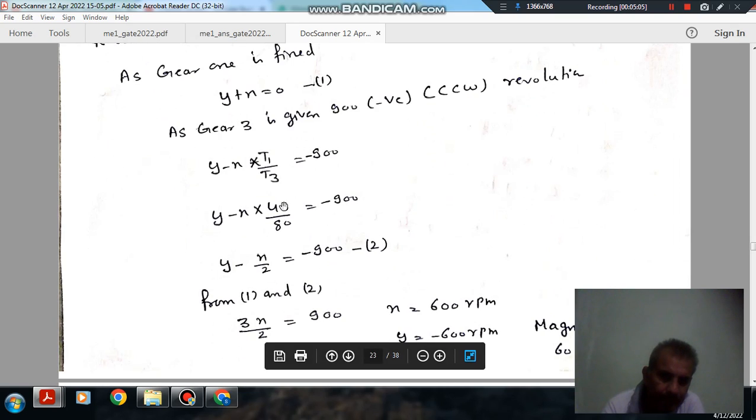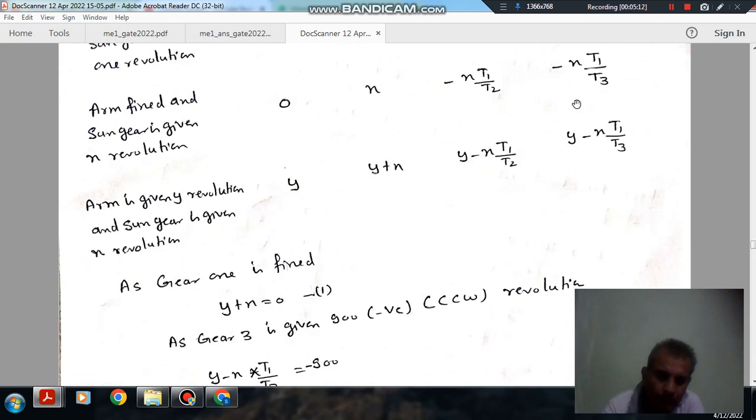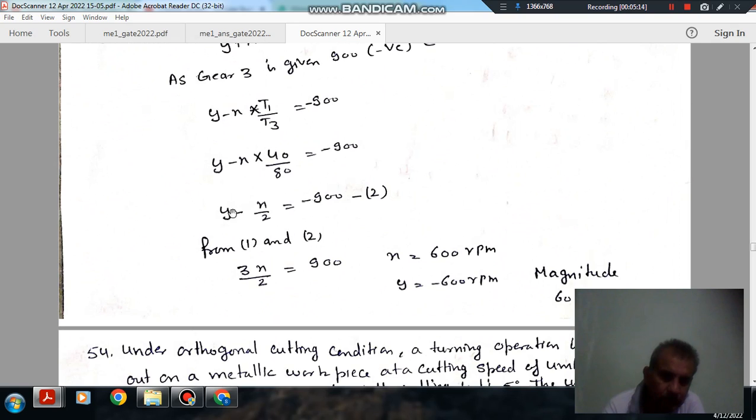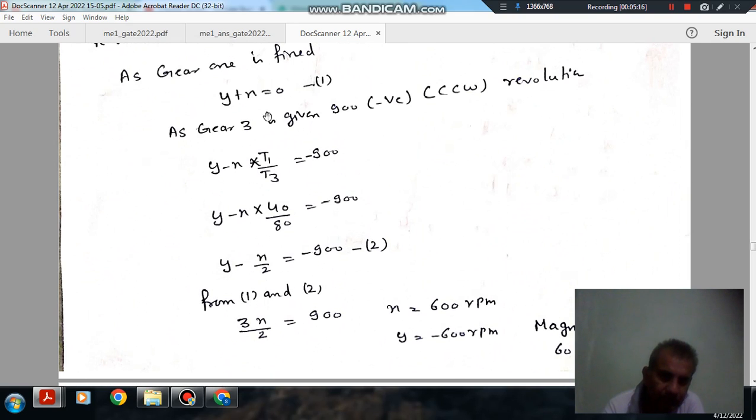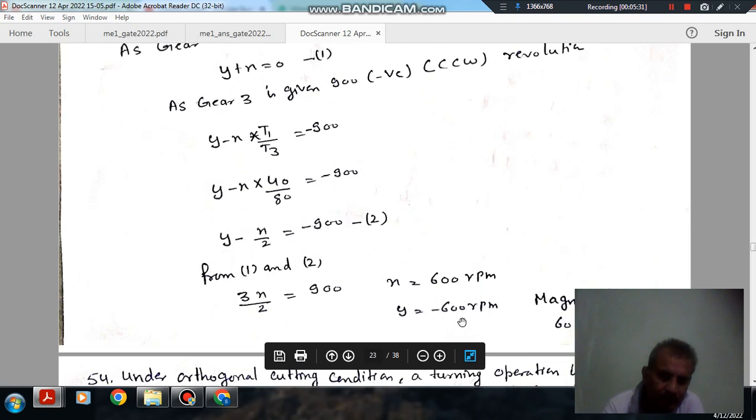Because T1 is 40 and T3 is 80, here T2 will cancel out. Now from this equation, y plus x is equal to 0 and y minus x by 2 is equal to minus 900. We can find x by subtracting 1 and 2. We get 3x by 2 is equal to 900, so x is equal to 600 rpm.